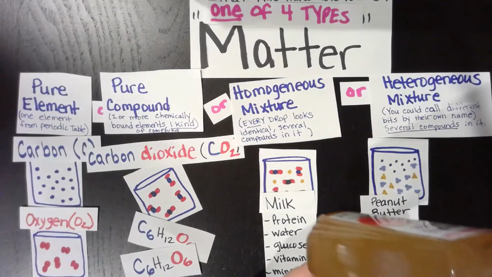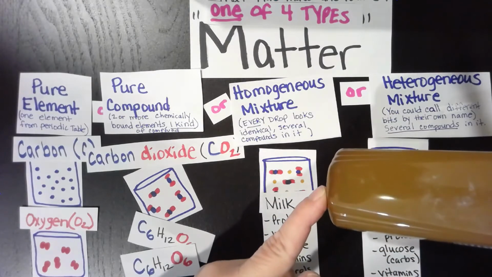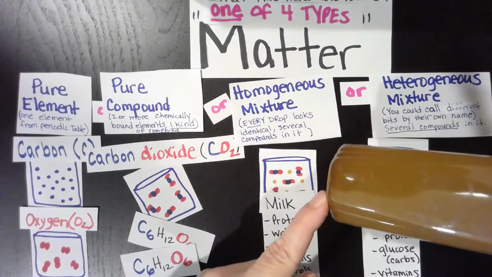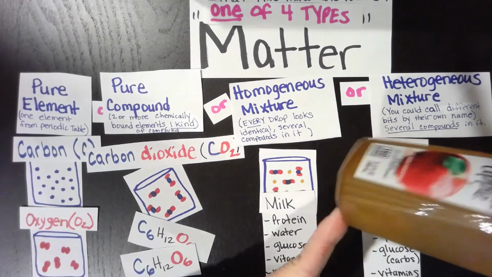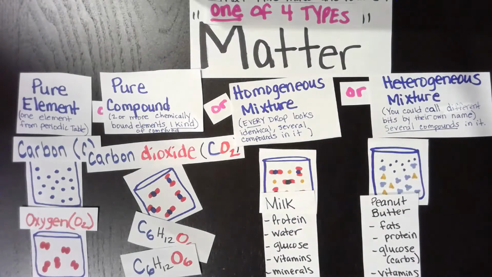Now, a little harder to see is this apple juice, and I don't know if you can see in the bottom here, but there's a layer here that is thicker. Like there's some pieces that have settled out into the bottom of this container. Anytime something says shake before serving or shake before using, that is a dead giveaway that you have a heterogeneous mixture.